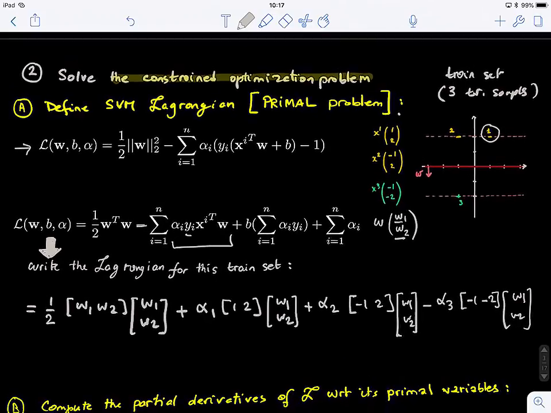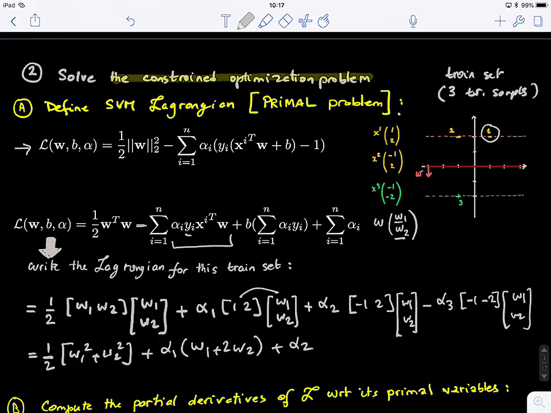If we write it down in a simple way, so all of this, that would be w1 squared plus w2 squared, right? Plus, now let's write it down. Here we have alpha 1 times w1 plus 2 w2, right? Plus alpha 2 times negative w1 plus 2 w2, minus alpha 3 times negative w1 minus 2 w2. So we stop right here, okay? Then we can continue. This is plus something, okay? So we will continue right here, plus.